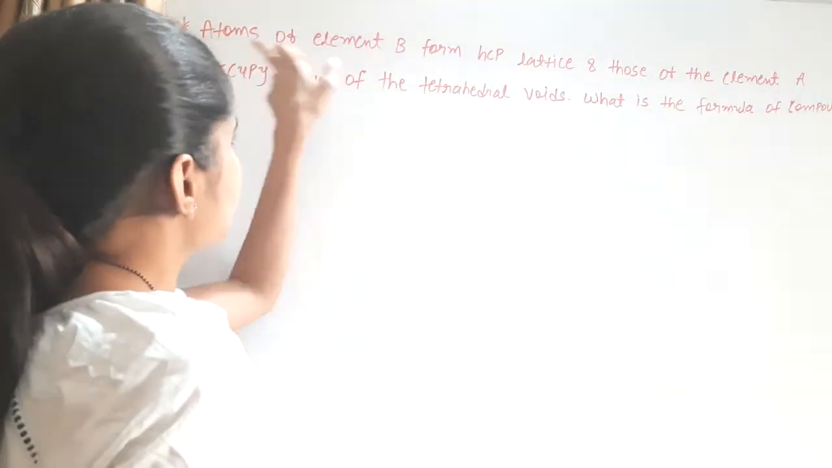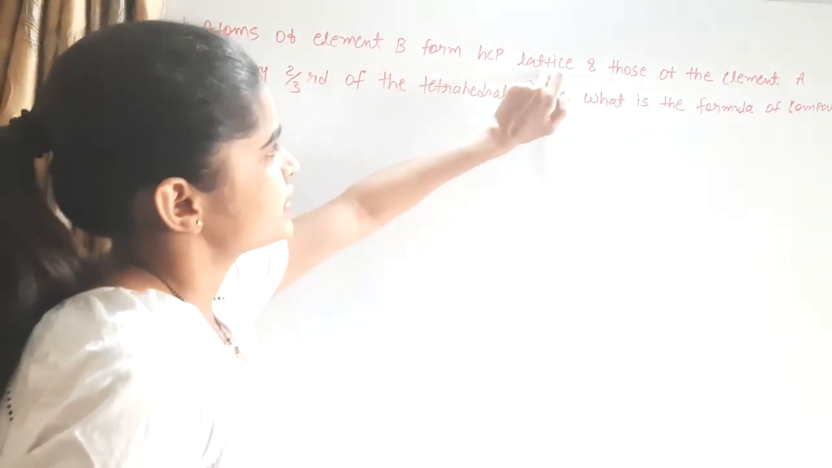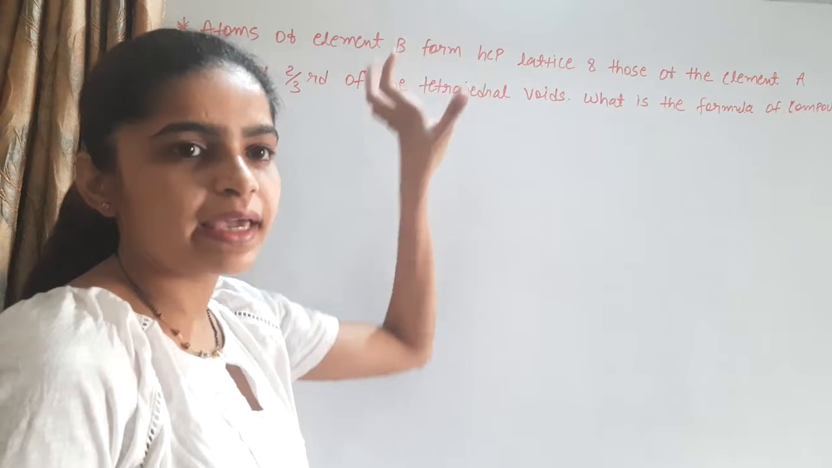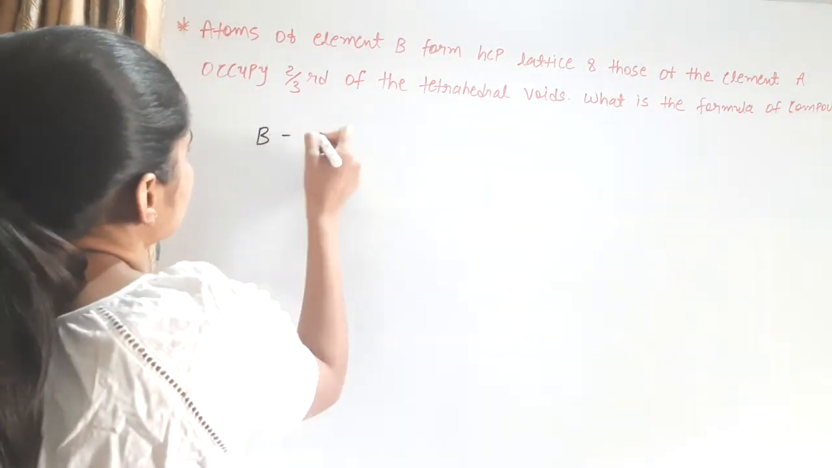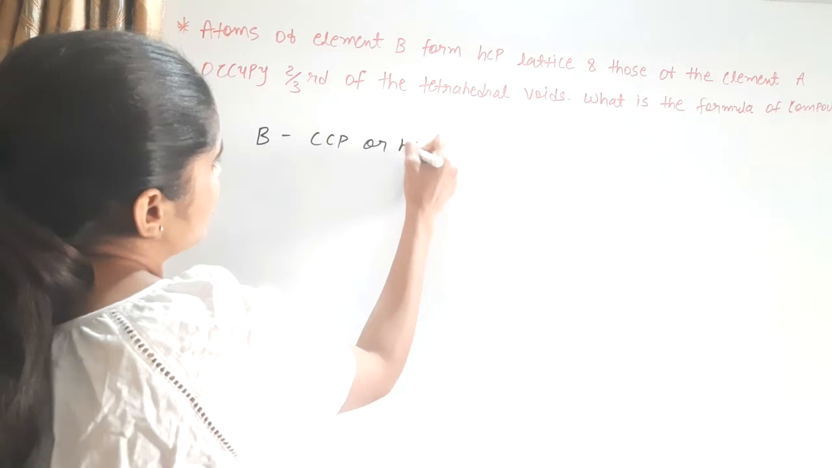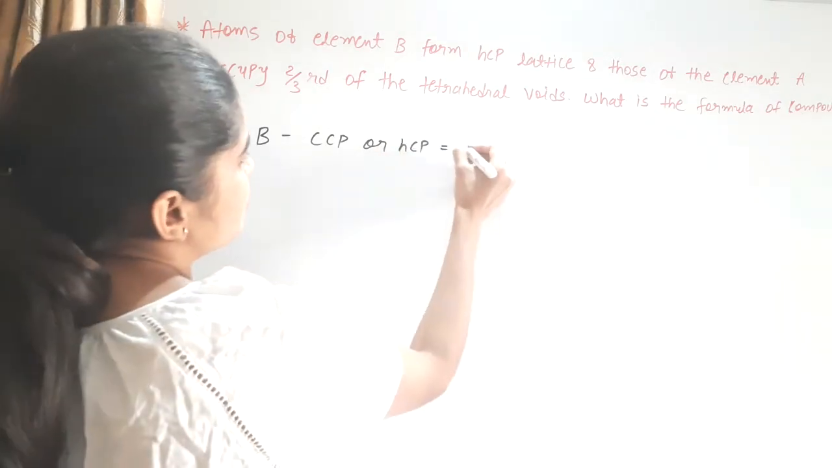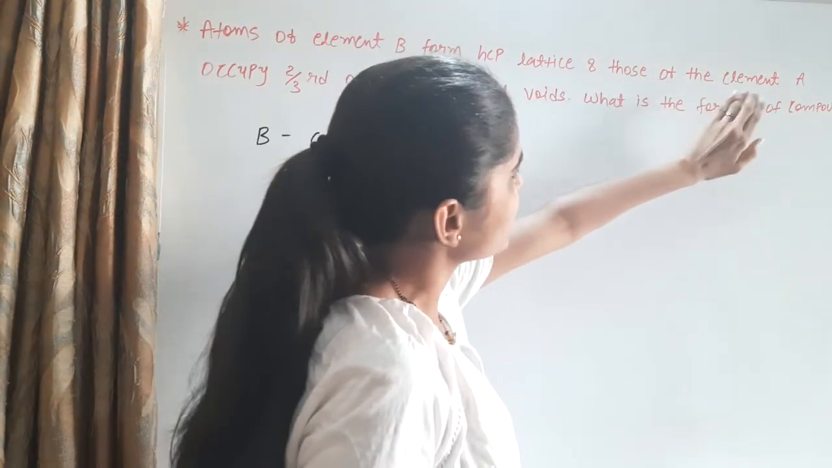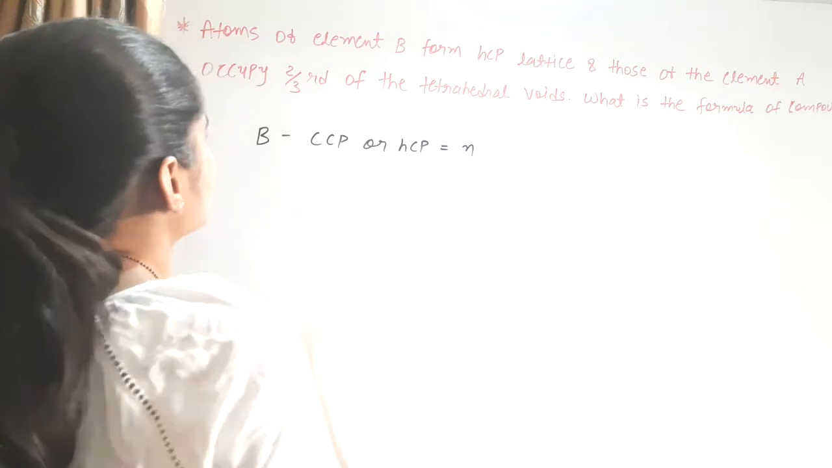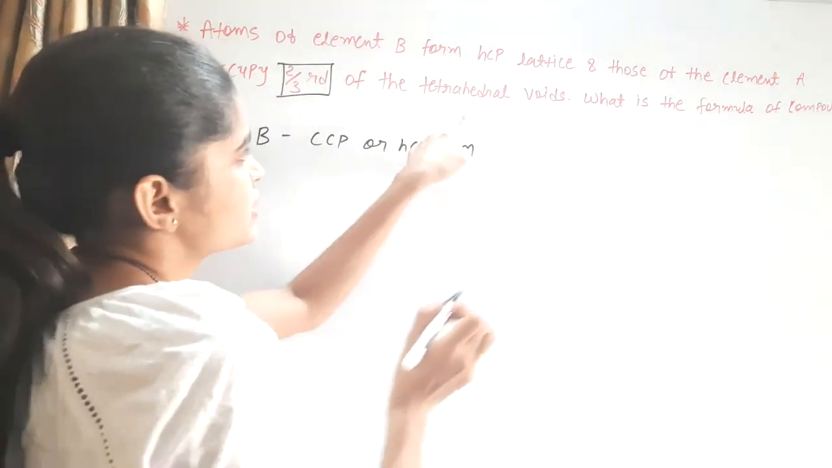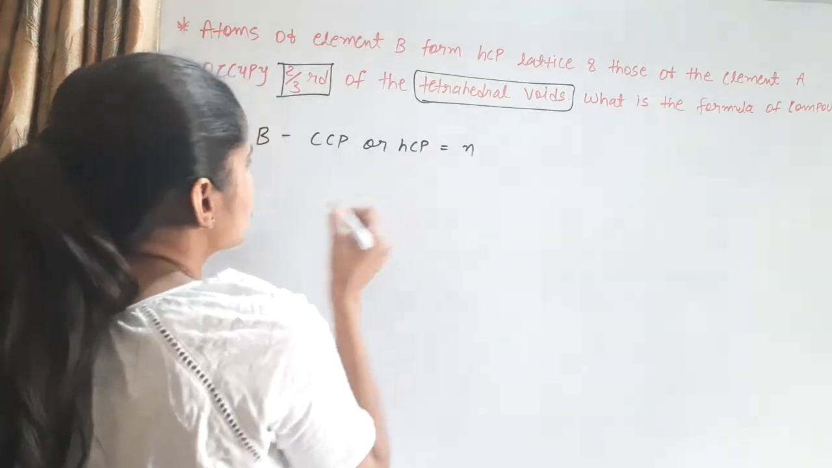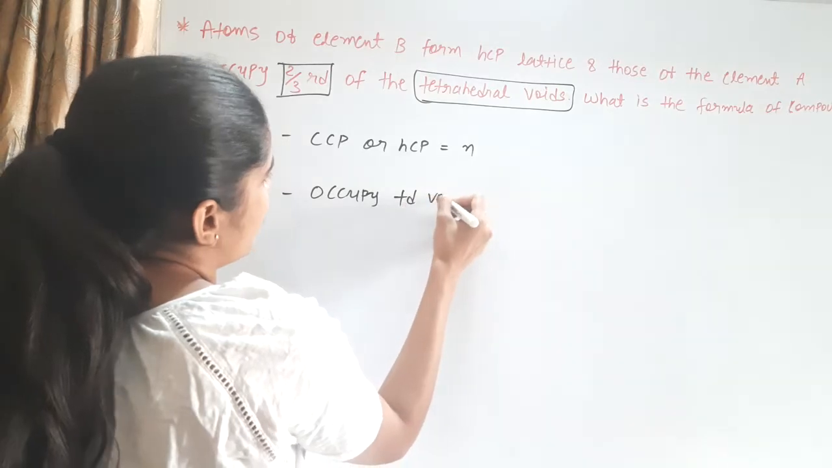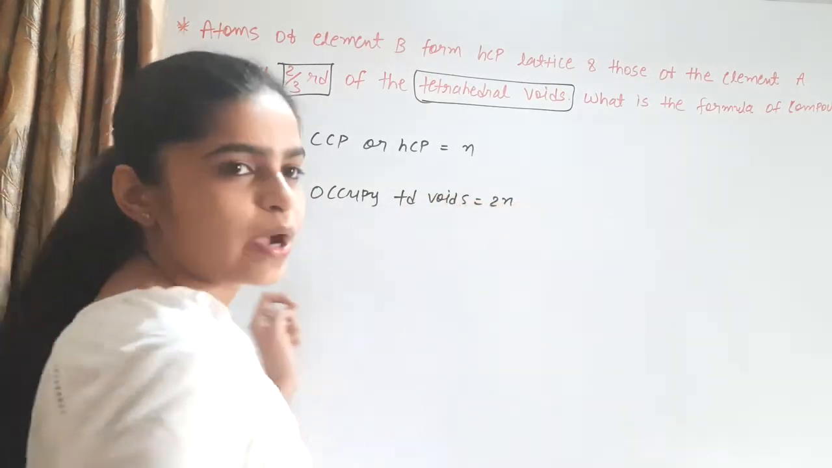Next, atoms of element B form an HCP lattice. So B adopts an HCP arrangement, a close packing lattice, CCP or HCP. Its number of atoms per unit cell is equal to n. And those of element A occupy 2/3 of the tetrahedral voids. We know that the tetrahedral voids are equal to 2n.